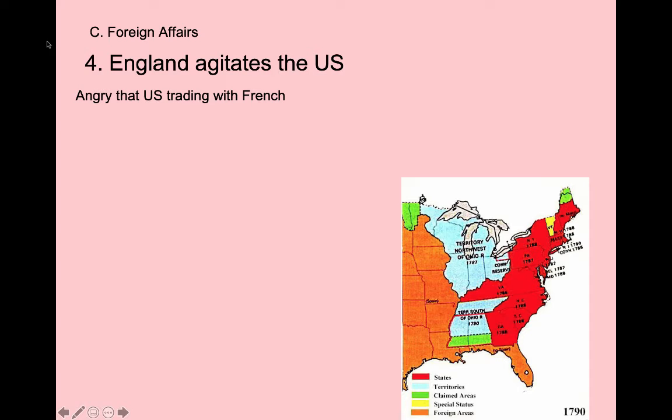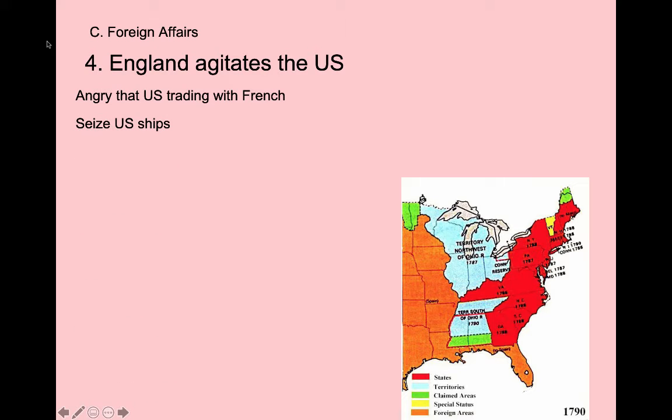That every shipment of food you send to France is going to feed their soldiers, and those soldiers are then going to have a full tummy, and then they're going to kill English people. No. America, you need to stop trading with our French enemies. And we're like, you can't tell us what to do. We're America. We can trade with whoever we want. And so now we have some friction going on between the United States under Washington and England.